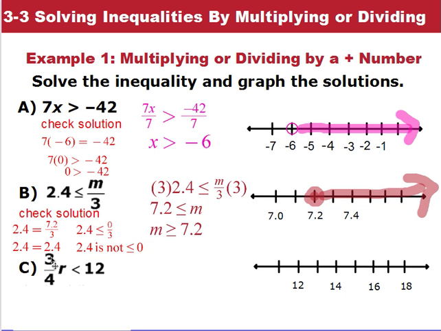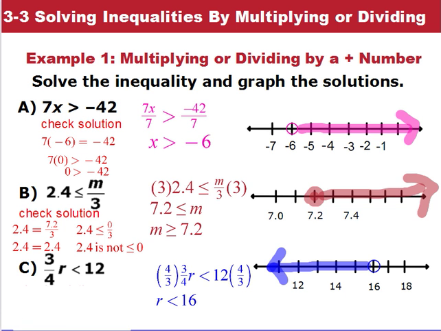And our last example: 3/4 times r is less than 12. Solving this inequality, r right now is being multiplied by 3/4, so we have to multiply both sides by the reciprocal, which would be 4/3, giving us r on the left-hand side and 16 on the right. Our inequality carries down, so r is less than 16. Graphing this, we're going to have an open circle at 16 because 16 is our endpoint, but it's not part of our solution. And since it's less than, it shades everything to the left.